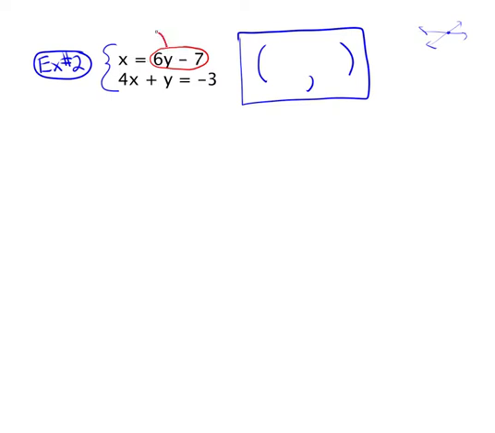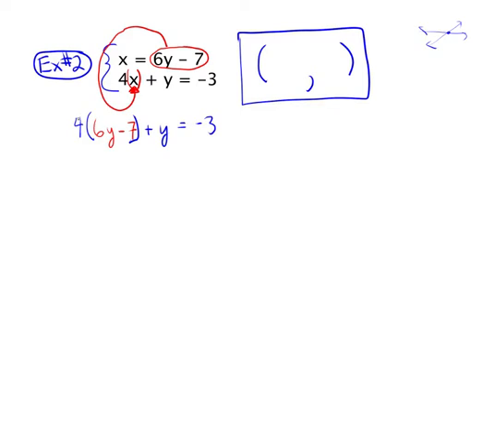Now, this is the tricky part. Because that is the x, I'm going to draw my arrow to the x variable. So that's where the 6y minus 7 is going to go in place of. So I'm going to rewrite that 4, and I'm going to leave a big space for the x plus y equals -3. Now I like to write that second equation first, get it all down with a big space to put that 6y minus 7 in that position.